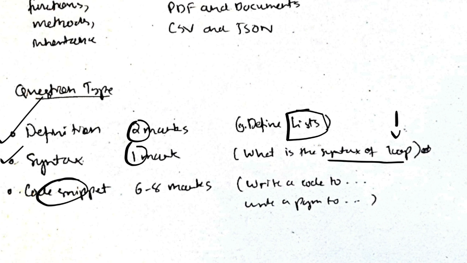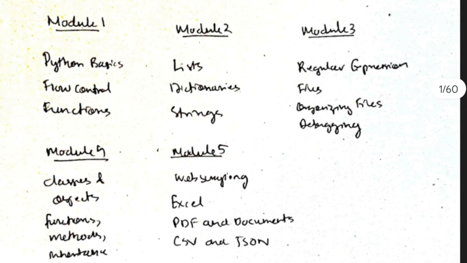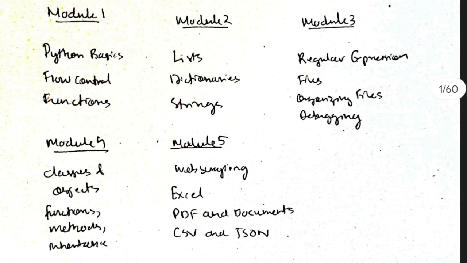The code snippet can be of two types, like write a code to do the following, or write a program to do the following. The code snippet comes under the definition type questions, and the write a program comes under a separate question. So these are the topics which we have in the 5 modules.